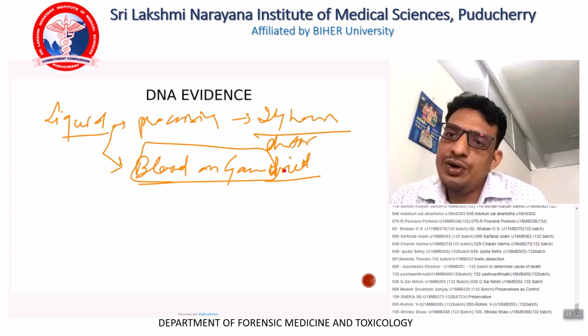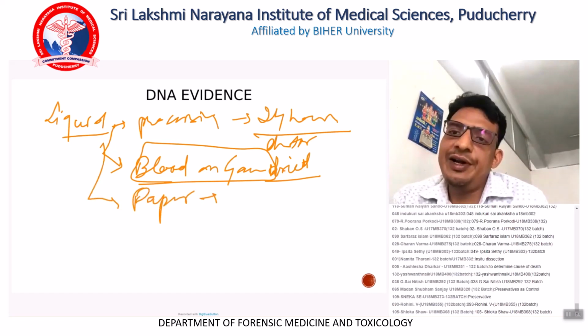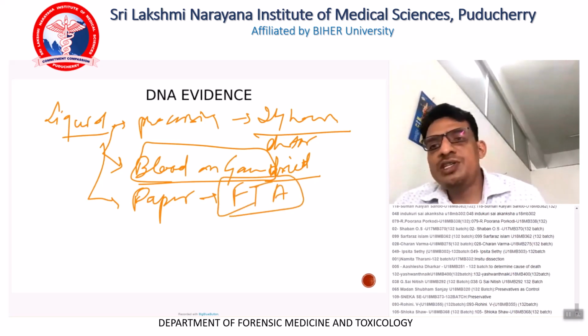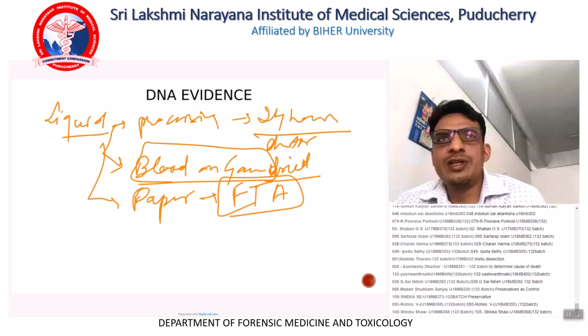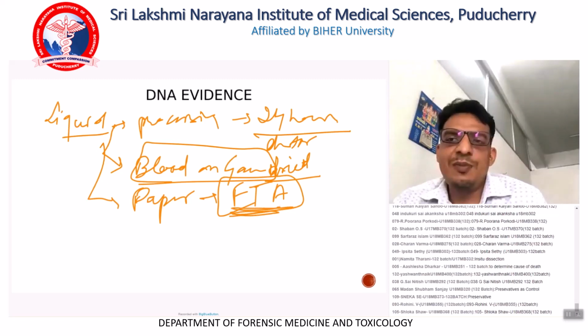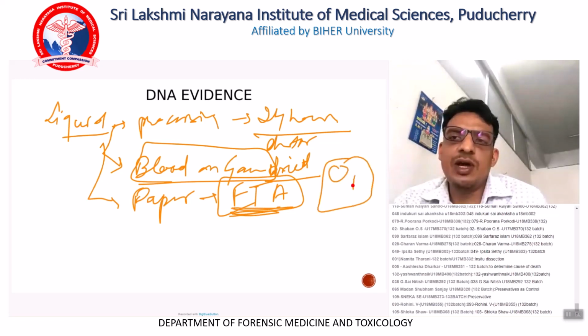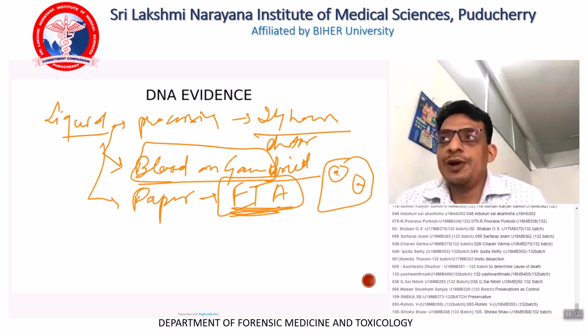Flinders Technology Associates, FTA paper. This is one commercial paper which is available. It will be available in your sexual assault kit also. This paper has 2 circles where you can drop one drop of blood on each, and then send it. FTA paper, dried blood on gauze, EDTA containing liquid blood. Okay, this is for blood.